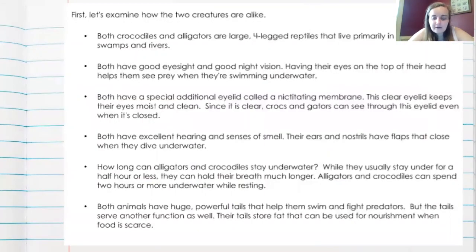First, let's examine how the two creatures are alike. We're going to underline the word "alike" because that's a signal word telling us about comparisons. Both, underline "both," crocodiles and alligators are large, four-legged reptiles that live primarily in warm, tropical swamps and rivers. Both have good eyesight and good night vision.